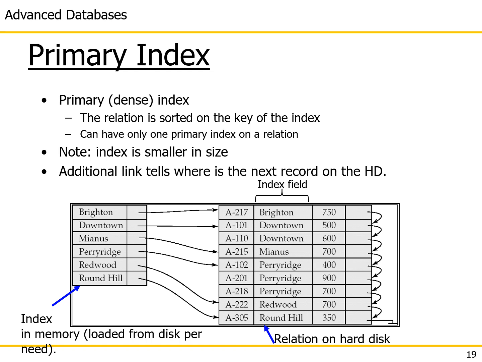And of the primary, there were 2 types: primary dense and primary sparse. The primary dense is an index which holds 1 instance from every value that appears in the column. For example, if you look at the 2nd column again, it says Brighton, Downtown, Minus, Perry Ridge, 3 of them, Redwood, and then Round Hill.